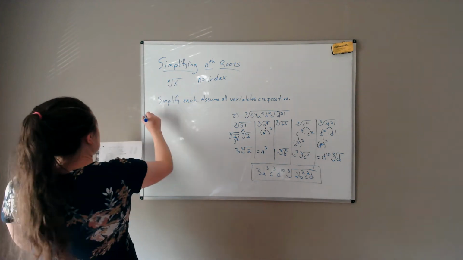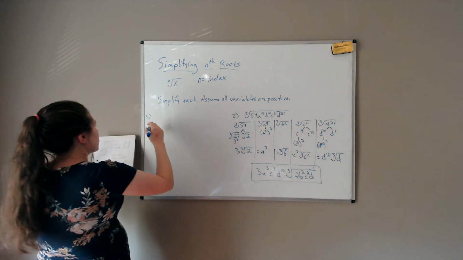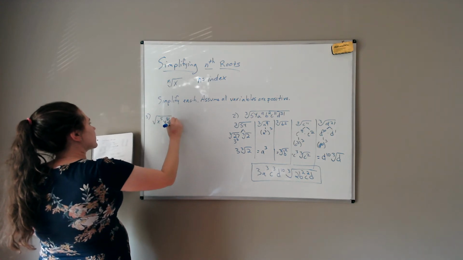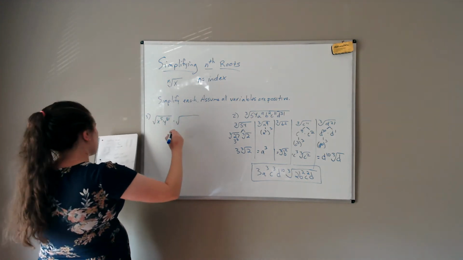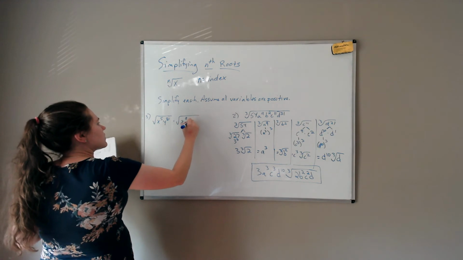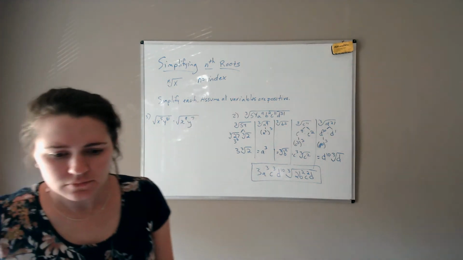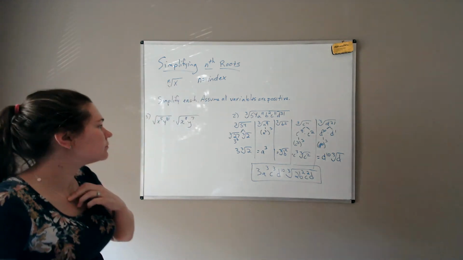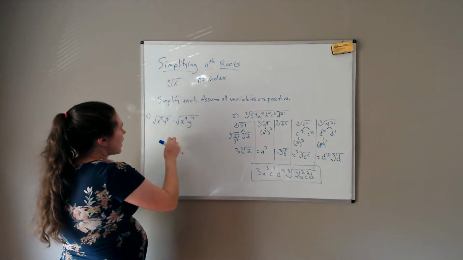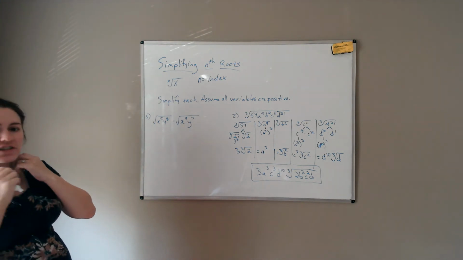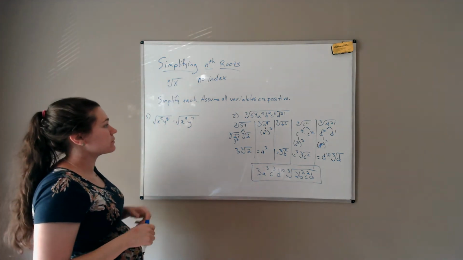Number 3, we'll do the square root of x to the 5th y to the 81st times the square root of x to the 9th y to the 7th. So, notice I have a multiplication of radicals here. I'm allowed to multiply them together as long as the index is the same, and the index is the same, so I should be multiplying them together.